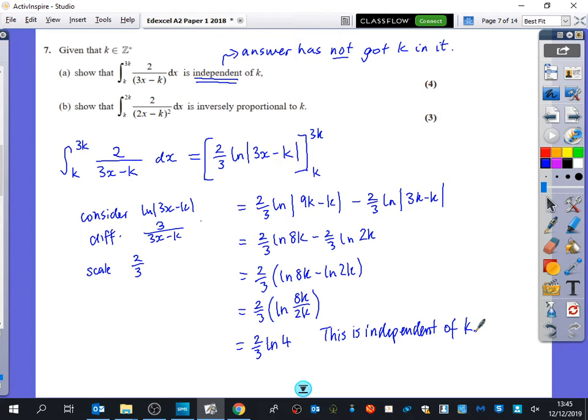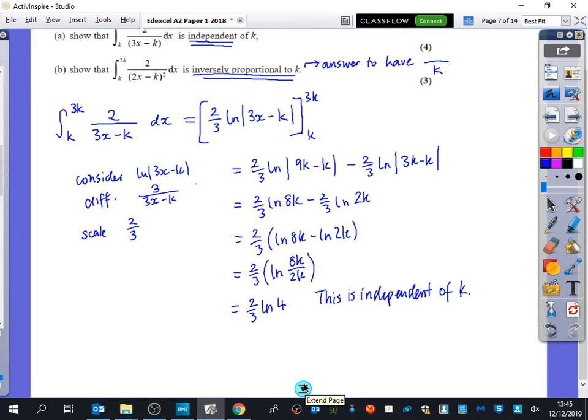The second thing is we're going to say that it's inversely proportional to k. So in our answer, we want something which is 1 over k. Something over k means that it's inversely proportional to k. Okay, so going between k and 2k of 2 over (2x minus k) squared. So let's see if I can just squeeze that in. I always forget to label which bits of the question I'm looking at. So we're going to go from k to 2k of 2 over (2x minus k) squared with respect to x.